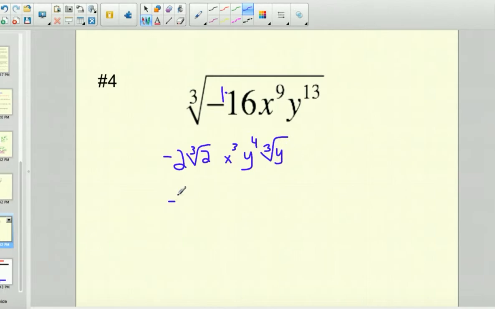So final answer, negative 2, x to the third, y to the fourth, and third root of 2y. Again, if it's a third root or any odd root, never leave a negative inside. You can always just pull it out. Why? Because the third root of negative 1 is negative 1. So you can just pull it right out and just make sure you always remember that.